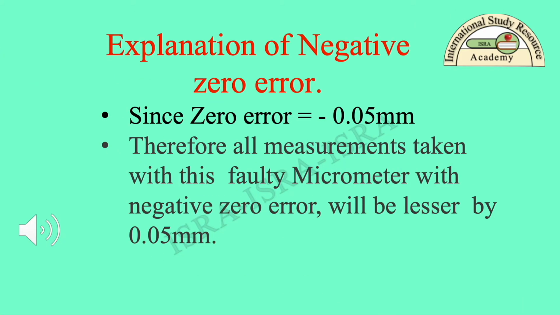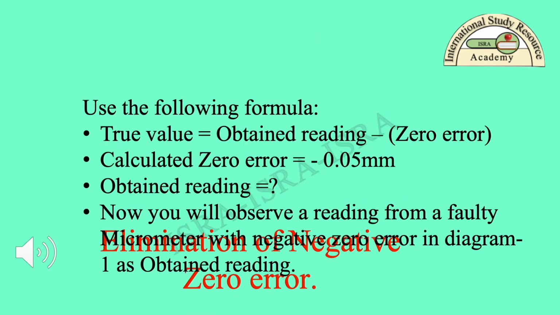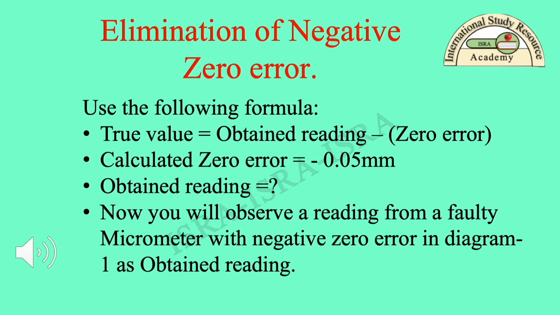Therefore, final value of total reading or zero error is equal to -0.05 mm. Explanation of negative zero error. Since zero error is equal to -0.05 mm, therefore all measurements taken with this faulty micrometer with negative zero error will be lesser by 0.05 mm. Elimination of negative zero error. Use the following formula. True value is equal to obtained reading minus within bracket zero error. Calculated zero error is equal to -0.05 mm. Obtained reading is equal to question mark.